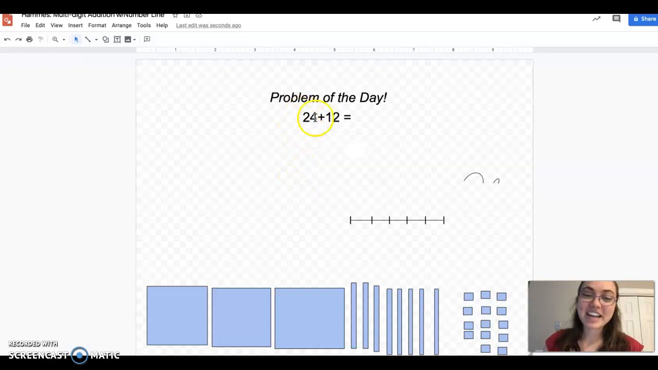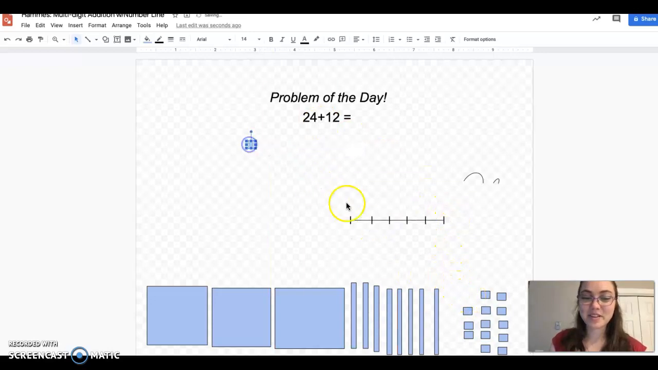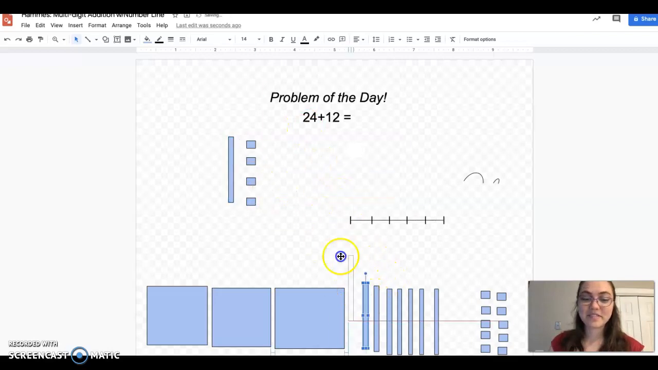Okay, let's break down 24. So 24 has how many ones? I see in the ones place there are 4 squares, so we'll draw up 4 squares. 1, 2, 3, 4. Now, how many do I see in the tens column? 2. 1, 2.